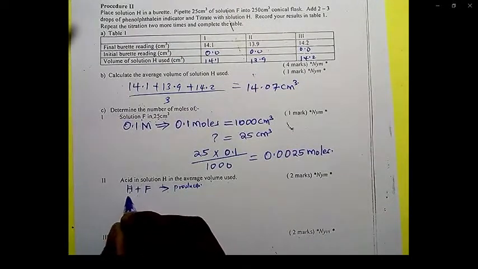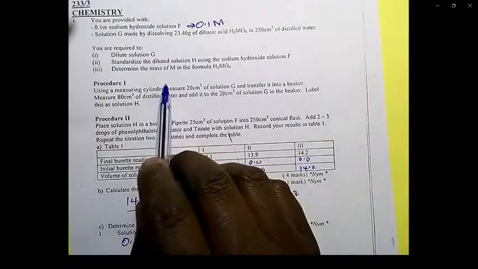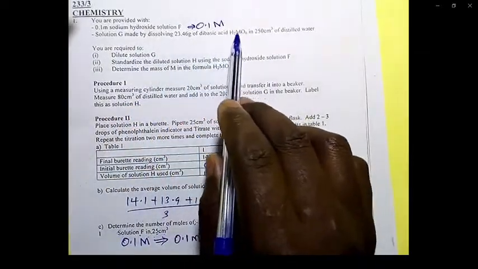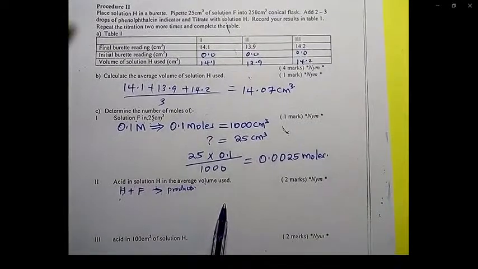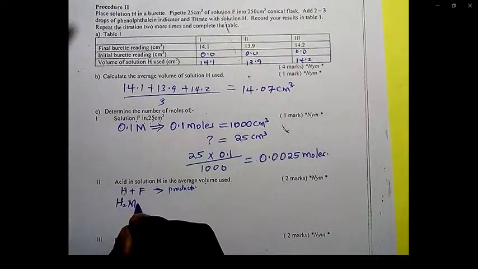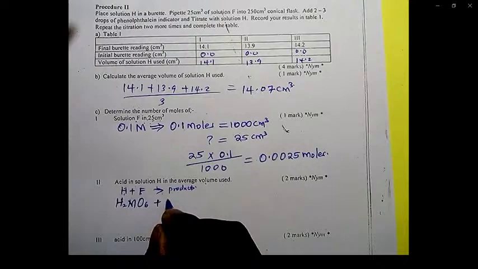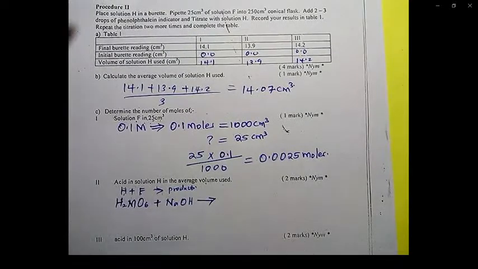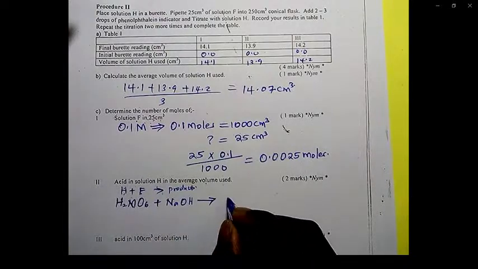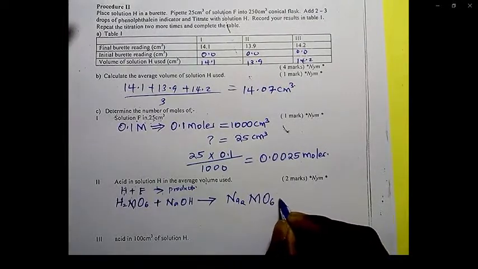H is an acid. We have H, which is this one. The only difference, it is G, which has been diluted, so the formula remains the same. So H is H2MO6 plus F, which is sodium hydroxide. Because this one is a dibasic acid like sulfuric acid, it will form the sodium salt, Na2MO6, plus water.